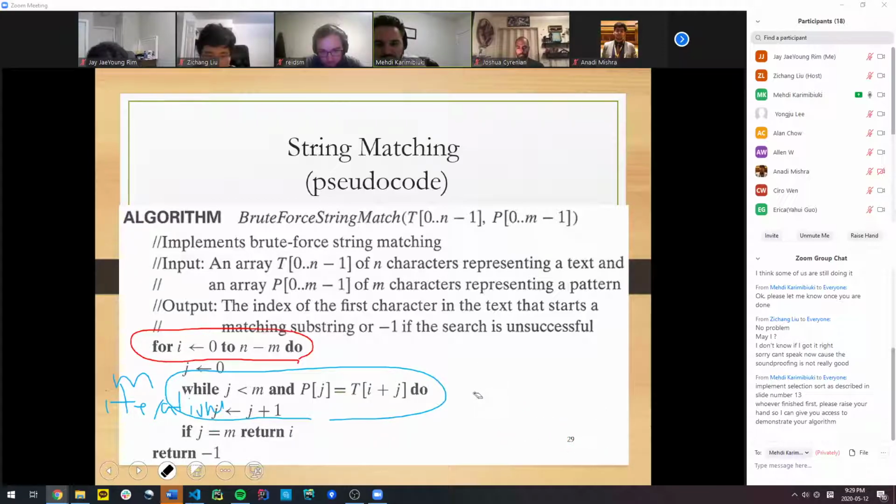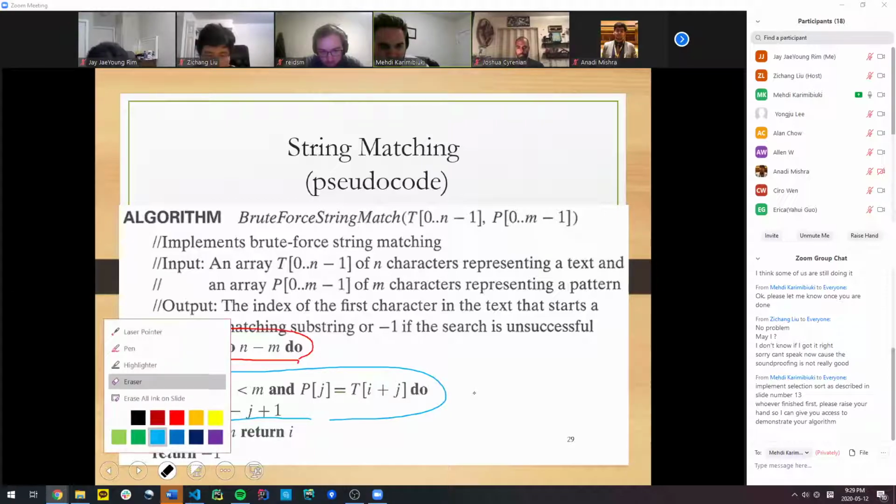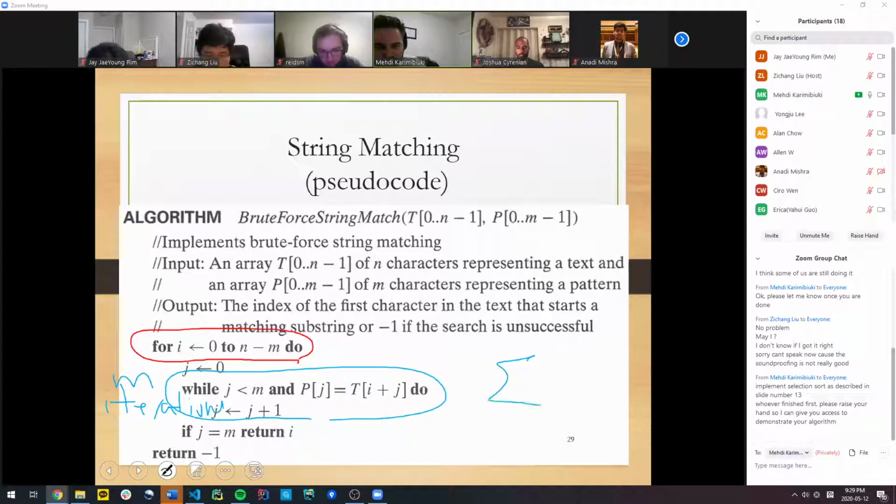So this is sigma from j equal to 0, and it goes to m. Do you guys agree with me on this? The maximum that the while loop can iterate is m, right? Because j should be less than m. So this will give me m.